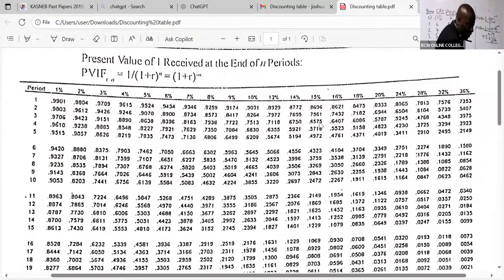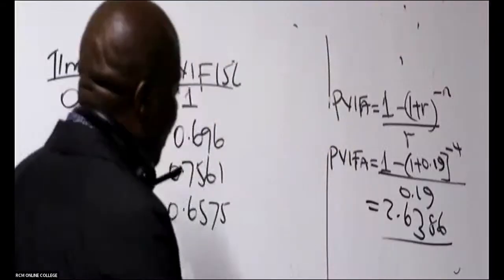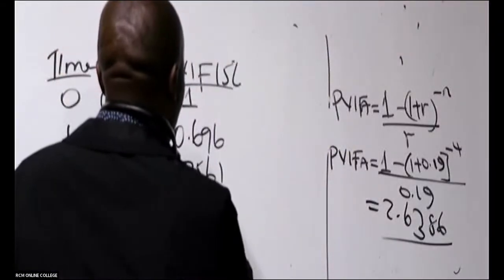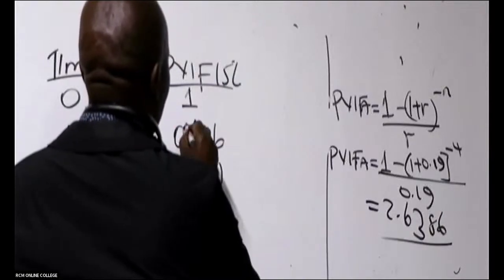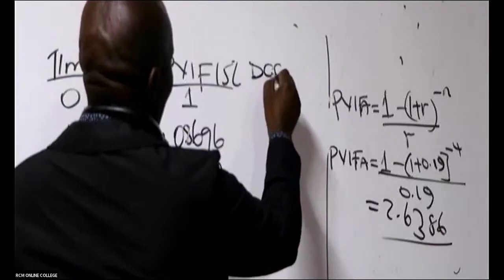And then the next one under 15% is 0.6575. And then we can see the next one, which is 0.4972. Great. And then this is 0.86. So they give me the discounted cash flows of Y.